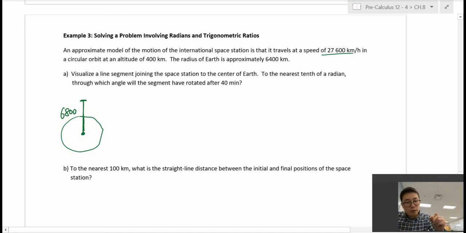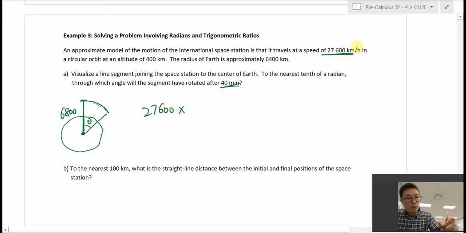And to the nearest tenth of a radian, through which angle will the segment have rotated after 40 minutes? So it's going to rotate for 40 minutes. Okay, now we are looking for this angle. Now we can find out the arc length because we can figure out how far it traveled because it tells us the speed and the time, right? So we can find the distance by multiplying the speed, which is 27,600 times the time, 40 minutes.